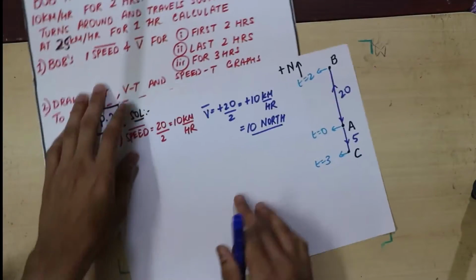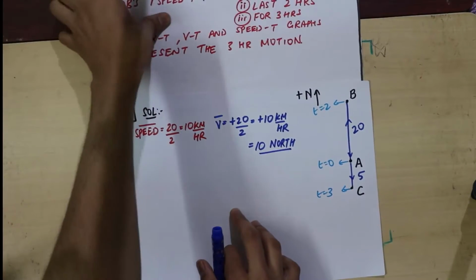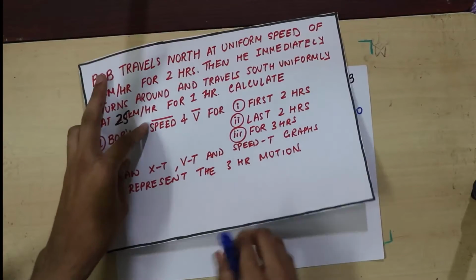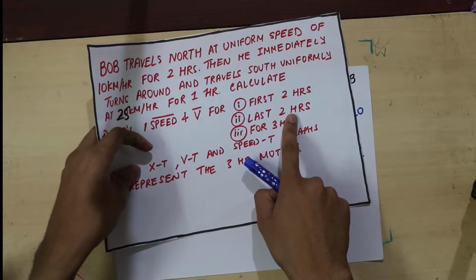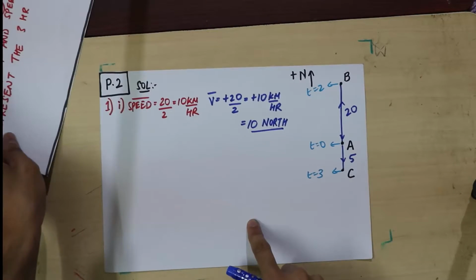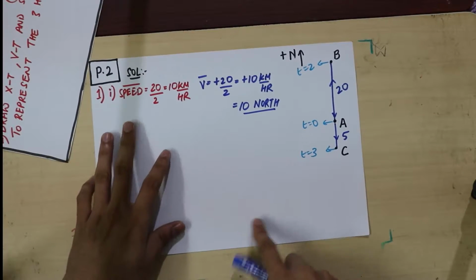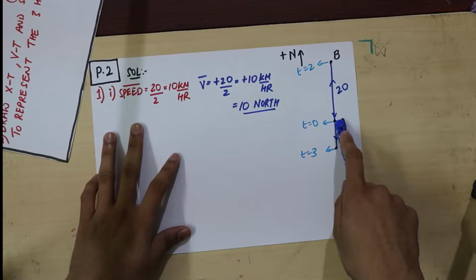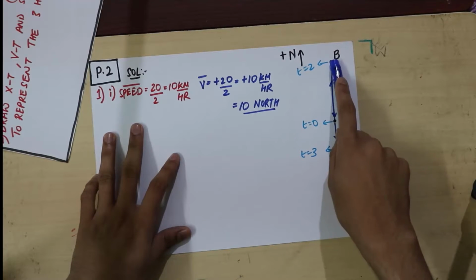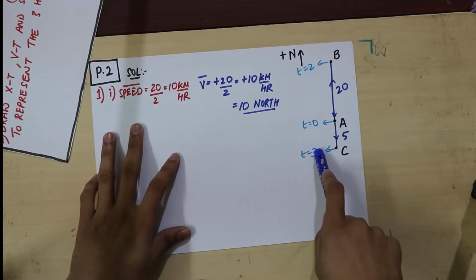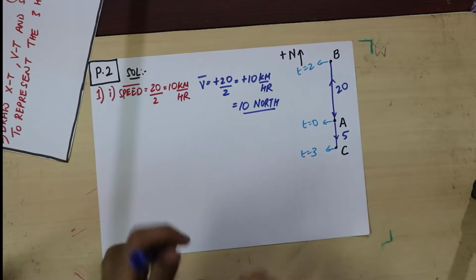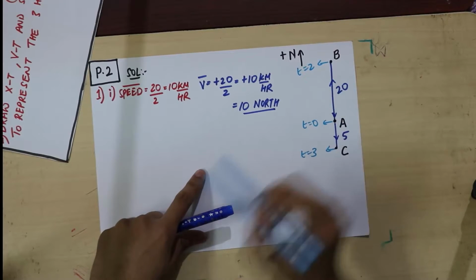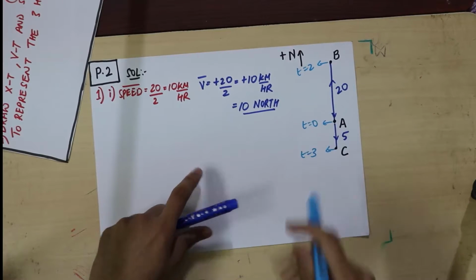Okay, let's now consider section 2 of the first part. We need to calculate the average values for the last 2 hours. Last 2 hours. What does that mean? Well, we know at t equal to 0, t equal to 2. So this is first 2 hours, and then this is last 1 hour. Oh, I need to calculate for the last 2 hours. That means I need to divide this into 1 hour section.